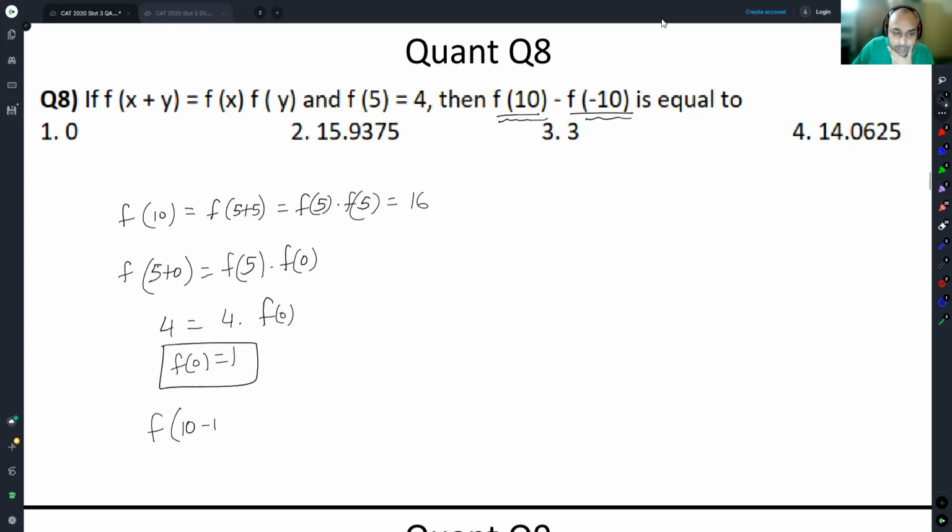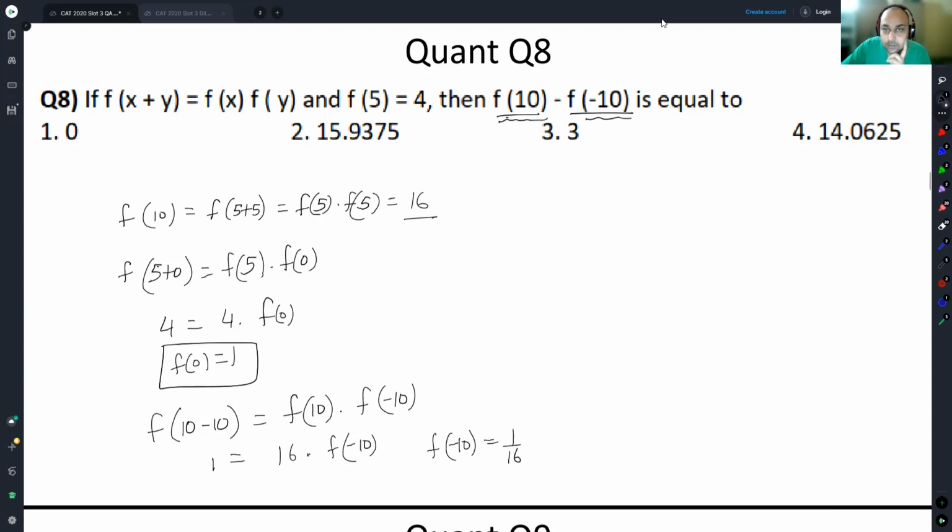f of 10 minus 10 is equal to f of 10 into f of minus 10. This is f of 0, so this is 1. f of 10 I know to be 16. This is 16 into f of minus 10. So f of minus 10 will be equal to 1 by 16. So in totality, what I need is 16 minus 1 by 16. The answer will be 15 point something. So option 2. Yes.